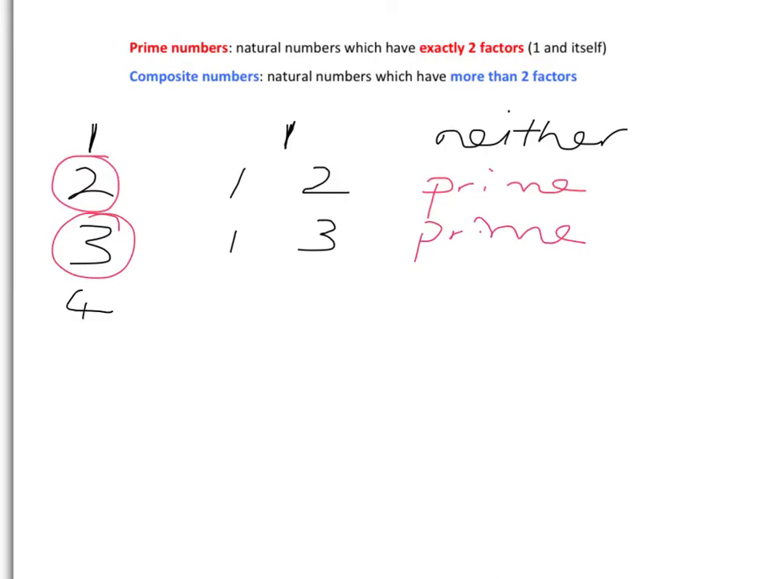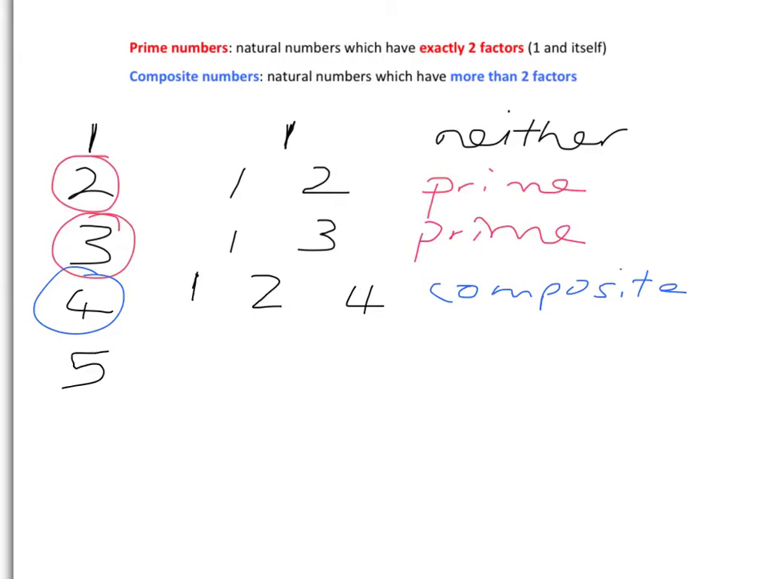What about 4? Well, it's got 1 and it's got 4 as factors, but if we try, we'll see that the next number, 2, can divide into 4, so 2 is a factor. We don't have to do any more work to tell us that we are in a situation where there are more than two factors, so that tells us that this is composite.